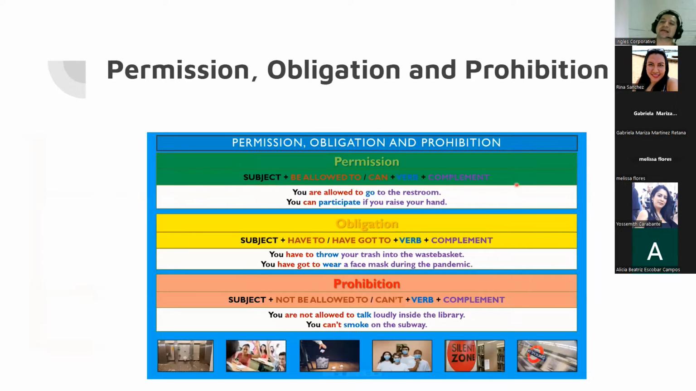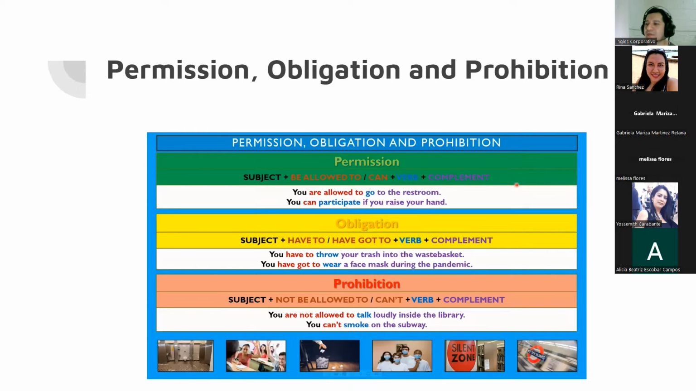And these are like the formulas, right? Permission: subject plus be allowed to, or can, plus verb plus complement. Obligation: subject plus have to, or have got to, plus verb plus complement. And prohibition, right? Subject plus not be allowed to, or can't, plus verb plus complement.